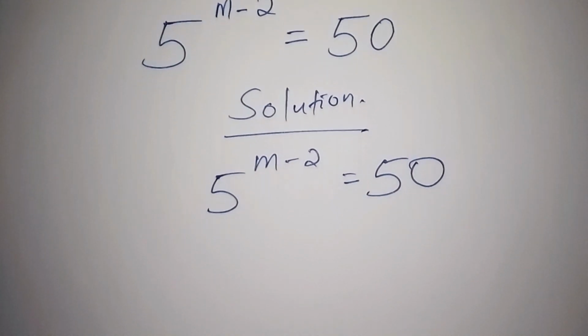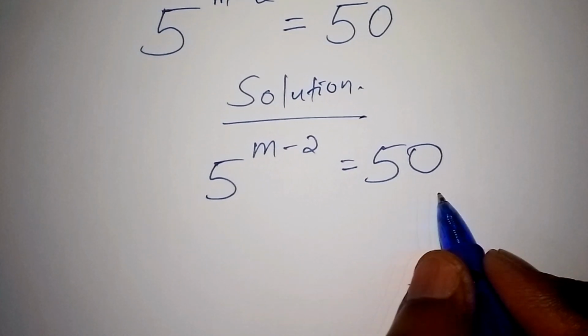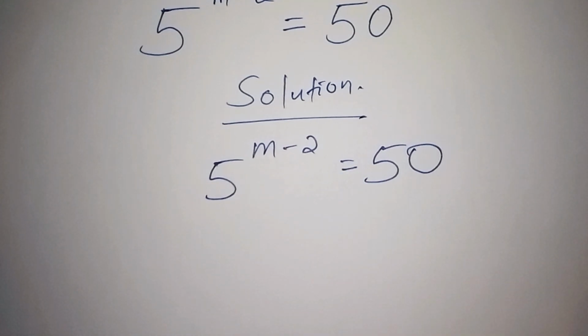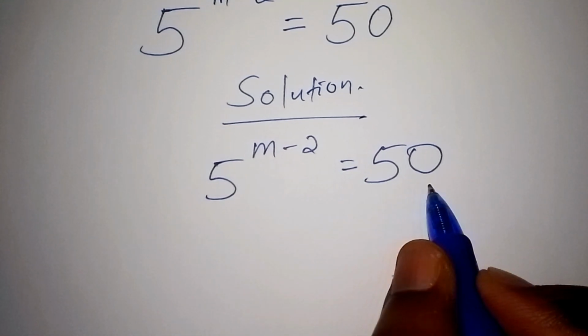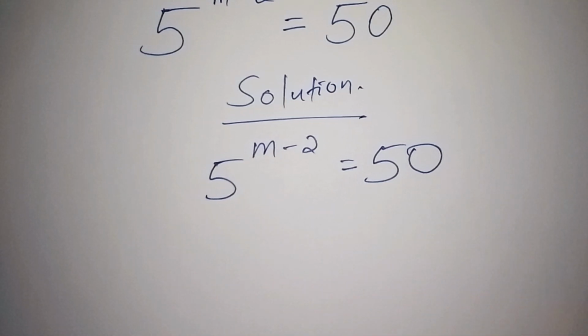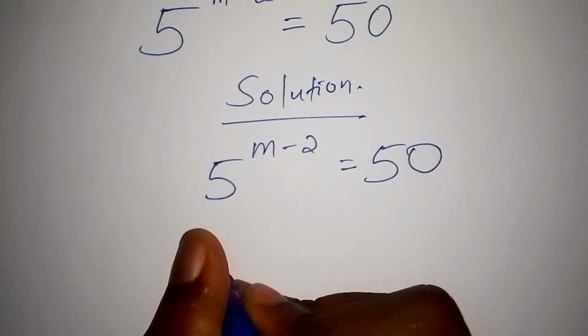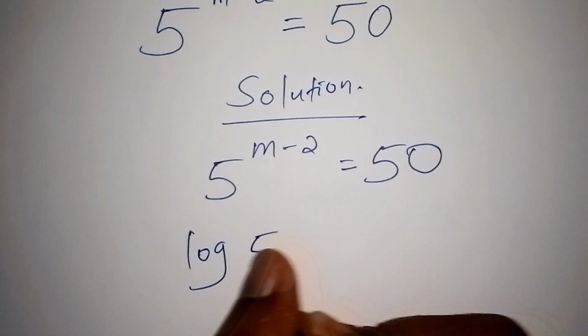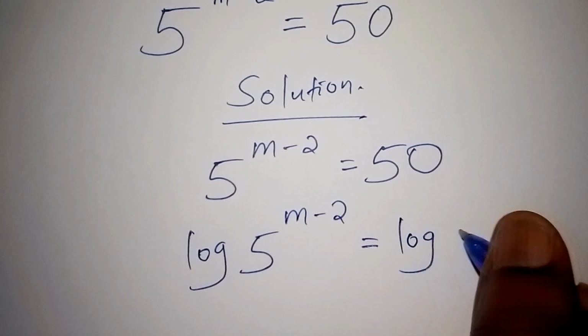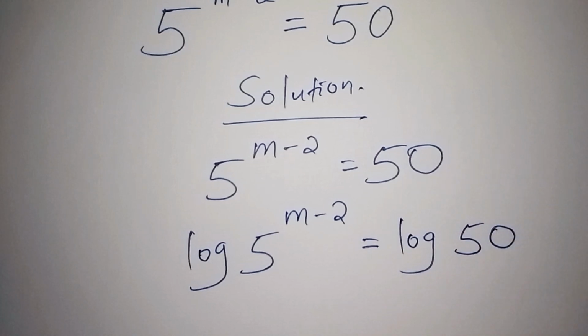So how do you work out this? In this case, 50 is a whole number, 5 is a base, m minus 2 is an index. For us to change this 50 to the base of 5, we shall have to introduce the log from both sides. So in this case, we shall have the log of 5 to the power of m minus 2 is equal to the log of 50.